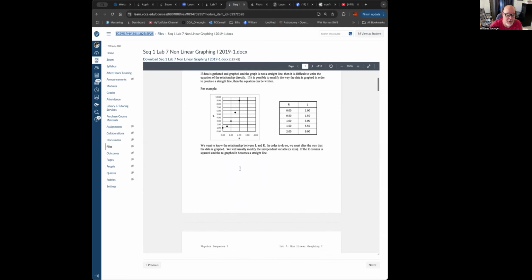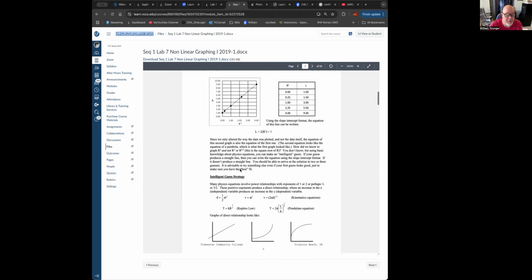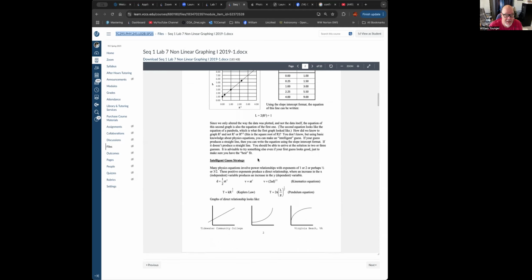If you look down here, it gives you some very specific intelligent guess strategies. It says, here's some of the equations that we run into in everyday life. This is one of our kinematic equations: x equals 1/2 a t squared plus v0 t plus x0. But in this case, it had zero initial velocity, so the v0 t term is not there. And it had zero as the initial position, so the x0 is not there. And we've changed the final position to just represent the distance traveled, d.